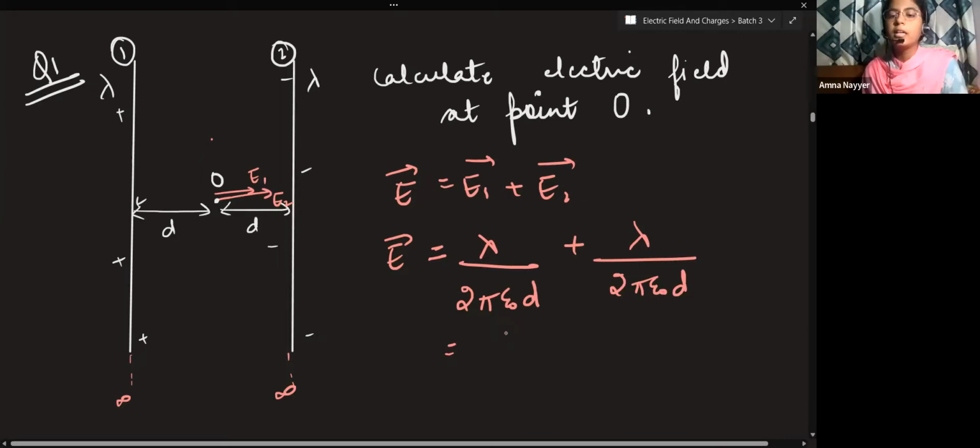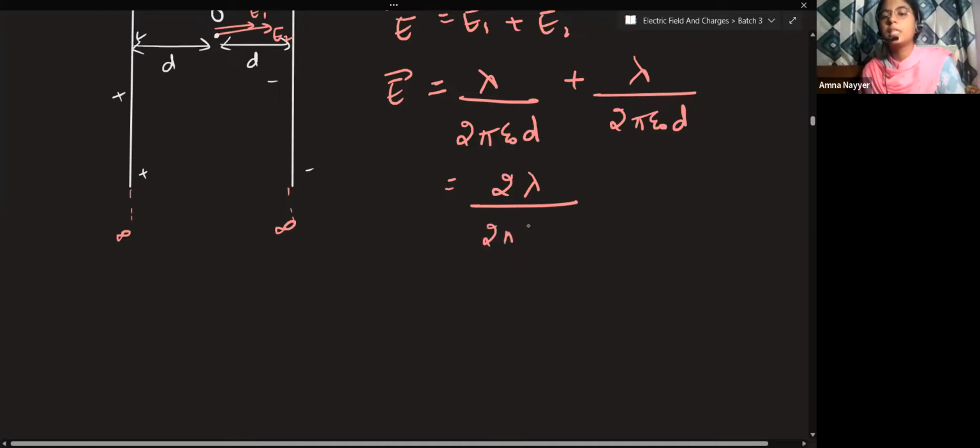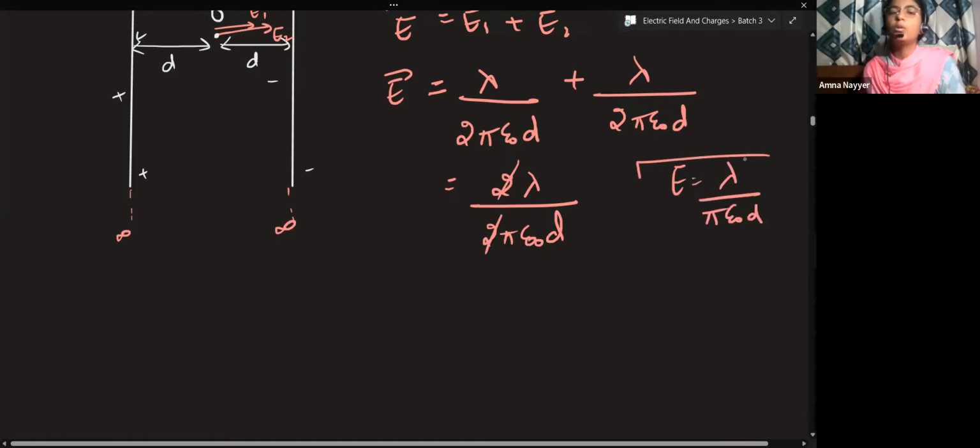Now add them. This is lambda by 2 pi epsilon naught D. This is basically we are adding it twice. This will be 2 lambda divided by 2 pi epsilon naught D. So 2 gets cancelled. Electric field will be lambda by pi epsilon naught D. All right, note it down. Then we'll do electric field for the plane sheet.